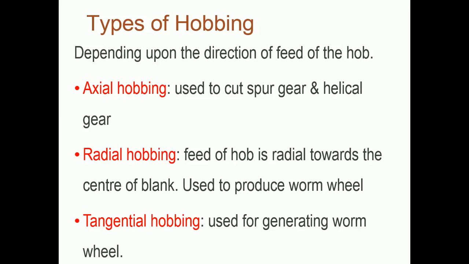Axial hobbing is used to cut spur gears and helical gears. We see in the figure the axial hobbing process. Then we go to radial hobbing. The feed of the hob is radial towards the center of the blank, used to produce worm wheels. Worm wheels can be produced by radial hobbing processes. Tangential hobbing is used to generate worm wheels. The worm and worm wheel gears are produced only by using the hobbing processes.